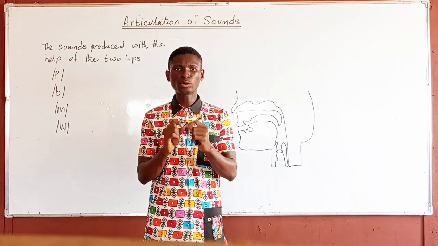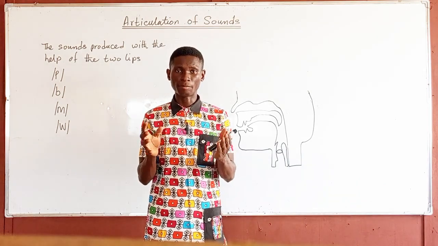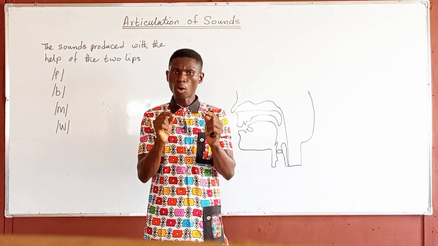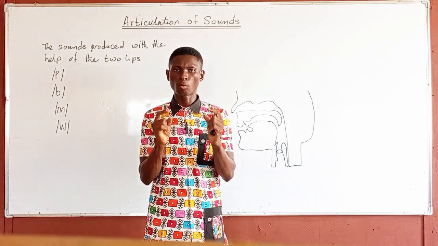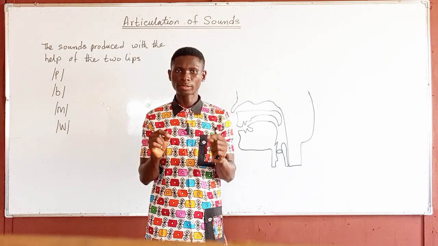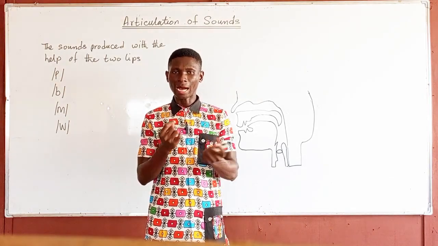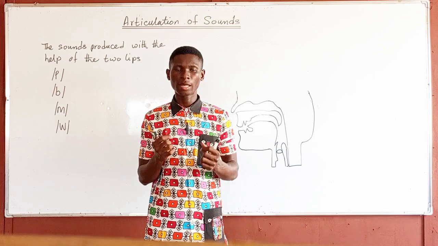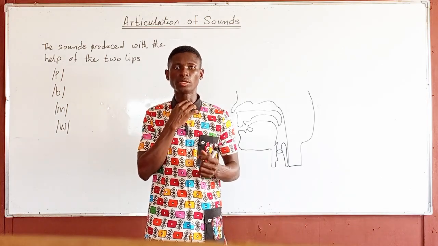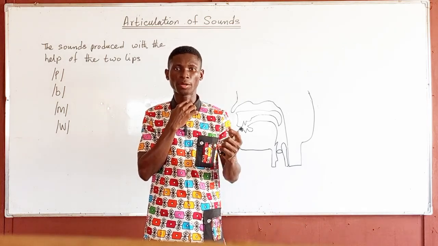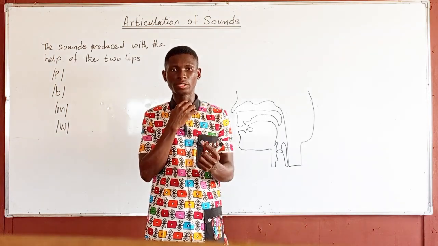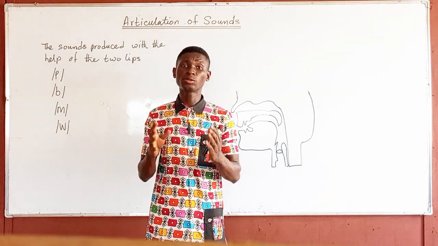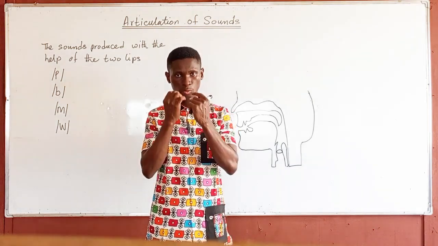The difference between those two sounds, that's the bilabial plosive sounds, is that one has voice, one has no voice. The p sound has no voice, whereas the b sound has voice. That's to say, there will be vibration in your throat when you say b, but there will be no vibration in your throat when you say p. So these two sounds are produced with the help of the two lips.